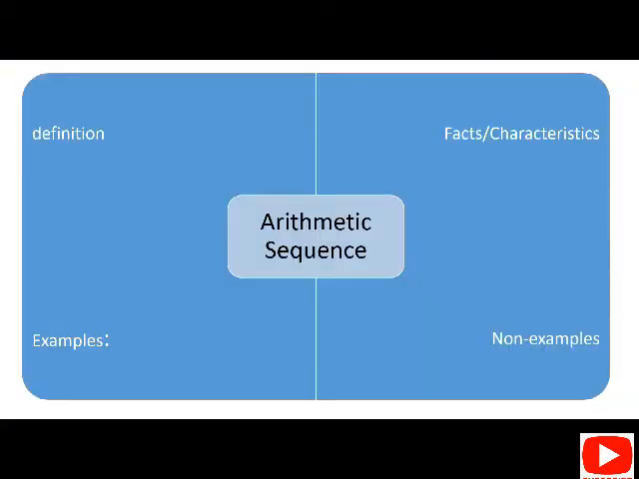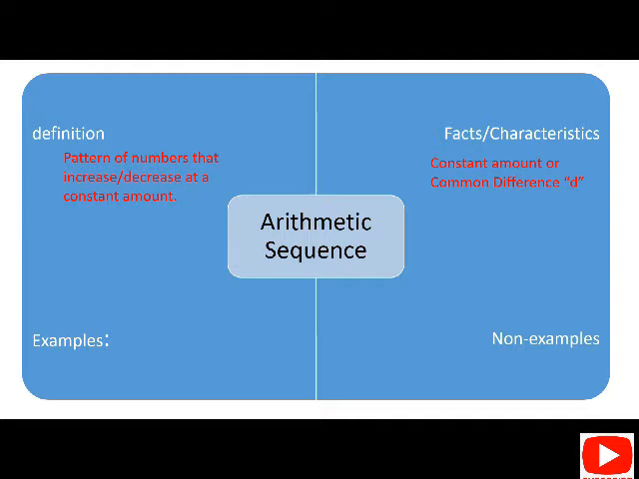Now let us summarize everything about arithmetic sequence. The definition of arithmetic sequence: it is a pattern of numbers that increase or decrease at a constant amount. And that constant amount is what we call the common difference. What are the characteristics or facts of arithmetic sequence? It has a common difference, or the constant amount, and we will denote the common difference as letter D.